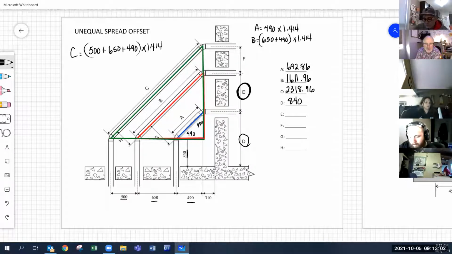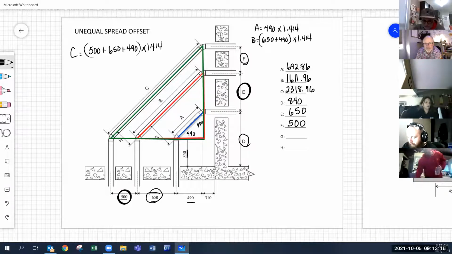E over here is actually the same as that measurement there. E is 650. F is the same measurement down here. So F is 500.